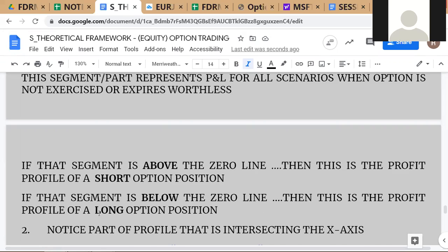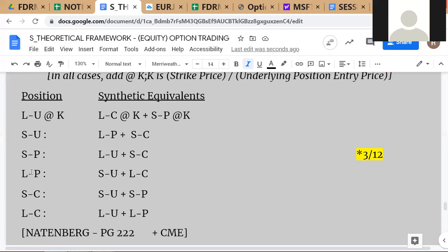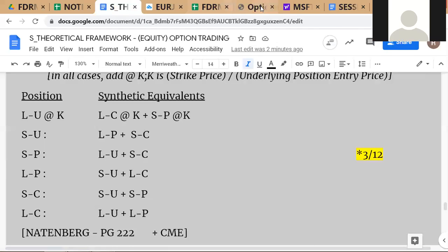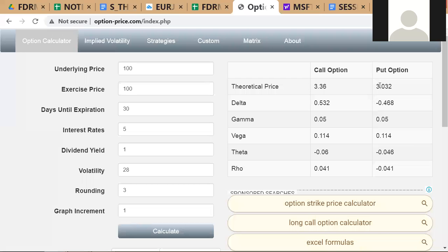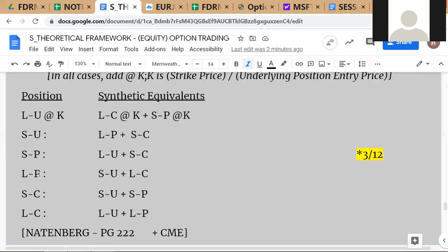Just as an example, go back to the exercise we did a few days ago. If you're looking at a long put, and you see the price of the put is 3.032, and you want to find out if there is any arbitrage opportunity here, you say this position is a long put. According to the theory I learned, what is the synthetic equivalent of the long put?